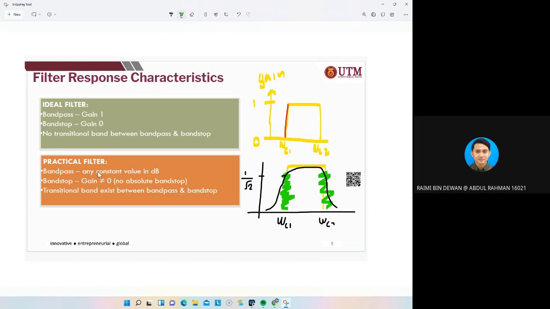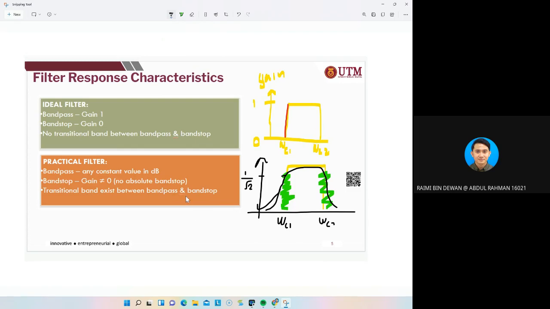So that's why in the practical filter, the bandpass can have any constant value, in dB. And in the stop band, the gain is not equal to 0 because there is always a value, because it is not directly 0. You can see there is still a value. This is our gain, for example. This value is not totally 0. And of course, there is a transitional band between the pass band and stop band.